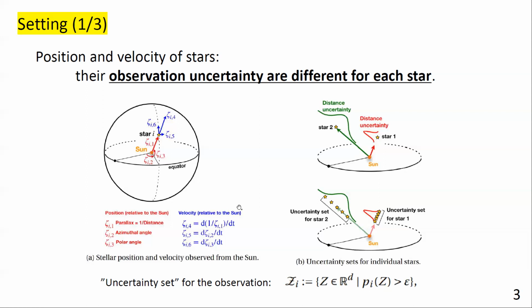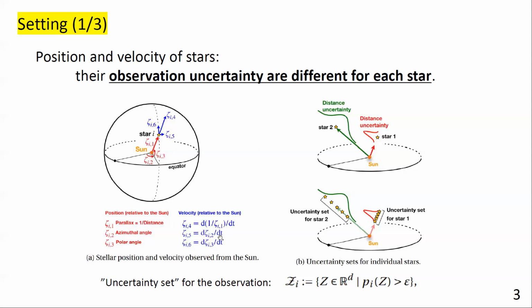And the observation of stars has an interesting property. As you know, there are many stars in the universe, so some stars may be distant from our solar system, and some stars may be close to our solar system. And as you can easily imagine, the distant stars may include larger uncertainty than the closer stars belonging to our solar system. So the observational uncertainty is also individual to each star. Distant stars may have larger uncertainty, and closer stars may have smaller uncertainty.